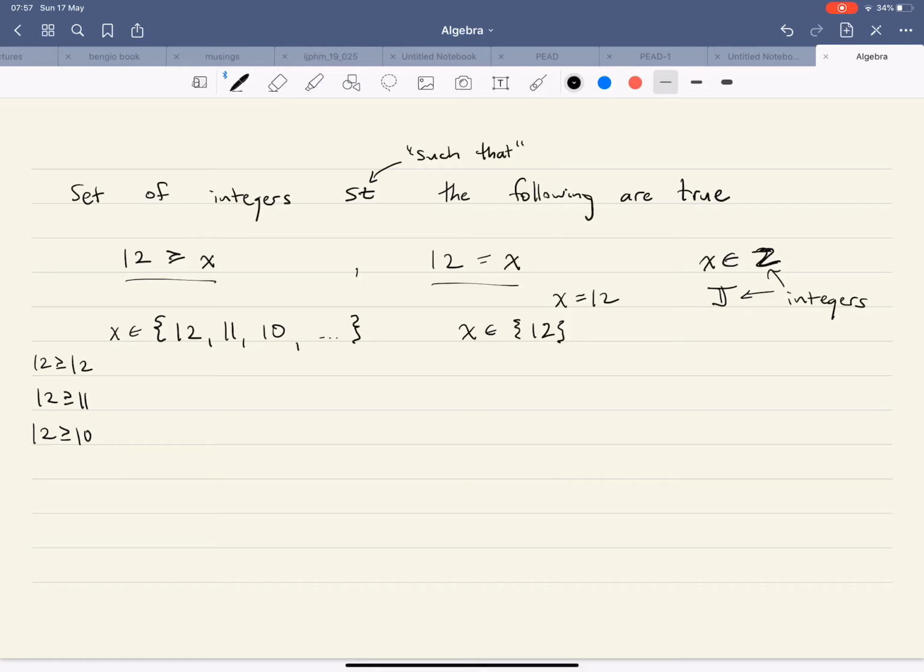Now, let's say that my expression had been 12 greater than x instead of equal to x. Then my solution set would be 11, 10, 9, right? 12 no longer satisfies that expression, okay? So the major takeaway here is that my solution set for an inequality is often going to be much bigger than my solution set for an equality.